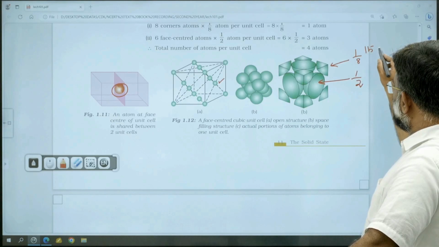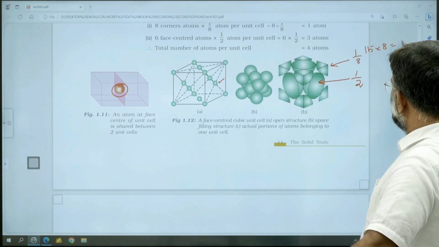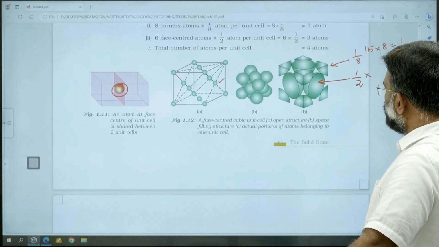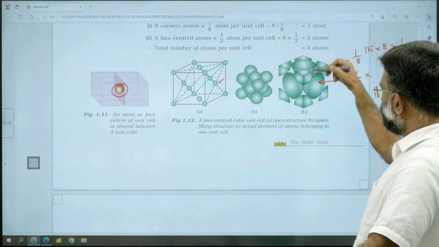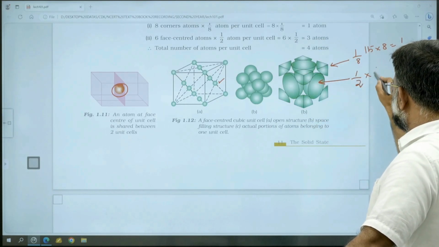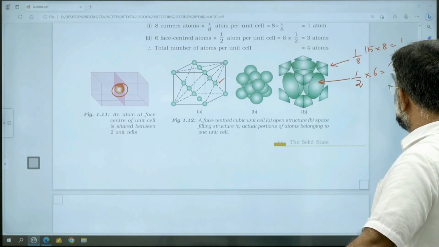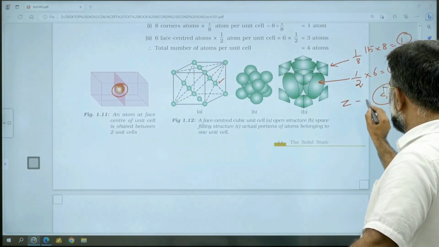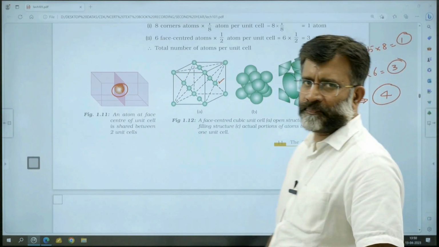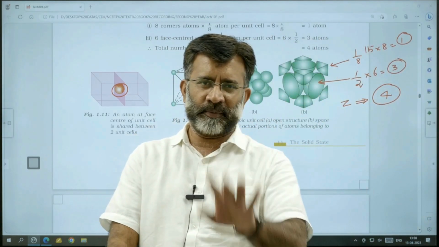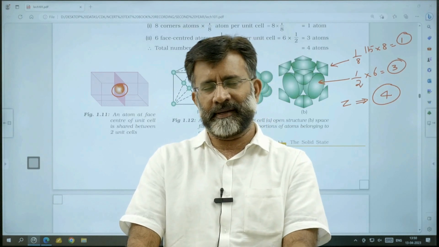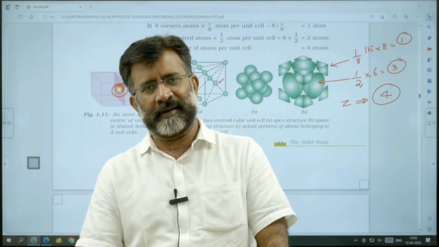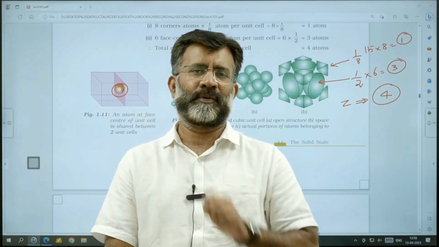So how comes the calculation? 1/8 into 8 equal to 1, and half into how many faces? Left, right, top, bottom, front, back. So it will be 6 faces. So it will be 3 particles, 3 plus 1, 4 is the rank. Rank of the FCC will be 4. Right? So for the simple cubic system, rank is 1. Body-centered system, rank is 2. Face-centered system, rank is 4.